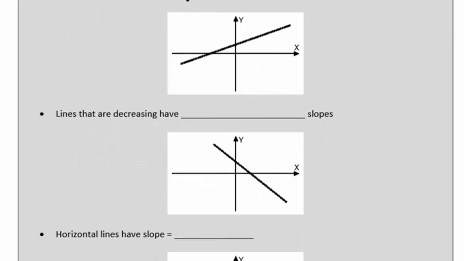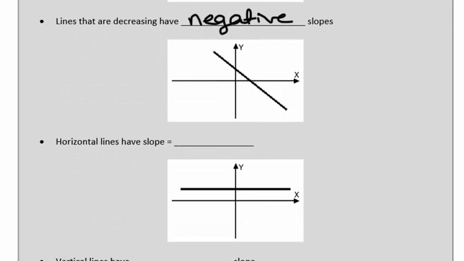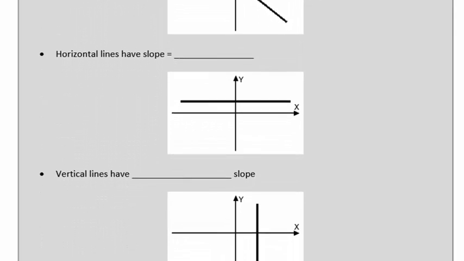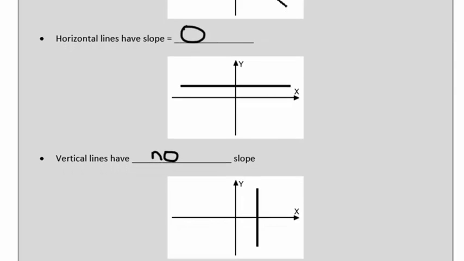And lines that are decreasing have negative slopes, like the one shown below. Horizontal lines have zero slope, no rise, and vertical lines have no slope. So there's a difference between having zero slope and having no slope. It is possible to walk across a horizontal surface without lifting your feet, 0 inches, but it's not possible to walk up a vertical wall. So vertical lines do not have slope and horizontal lines have a slope of 0.